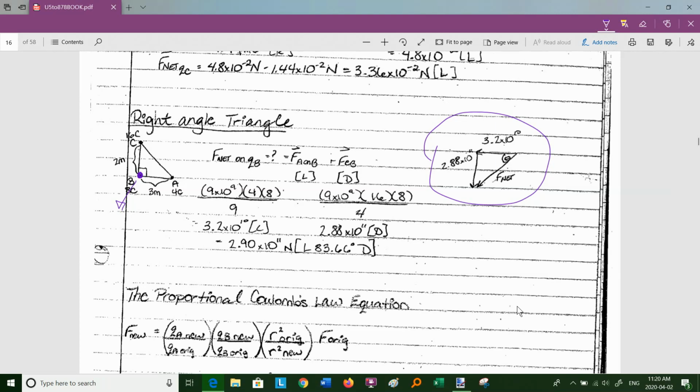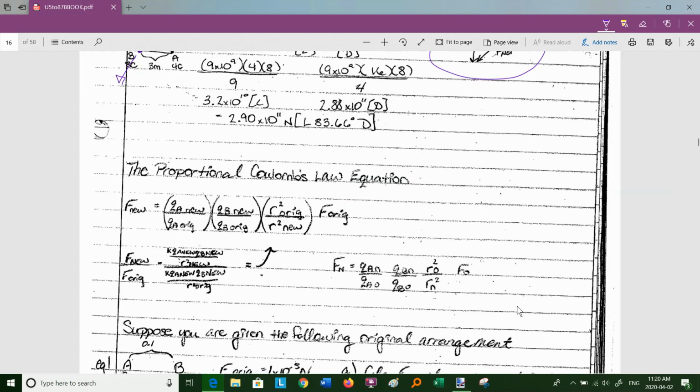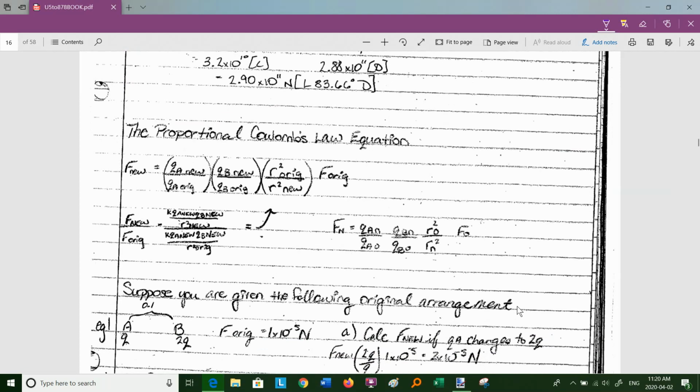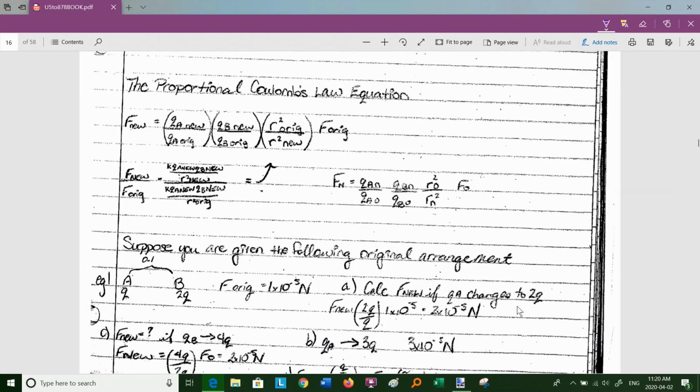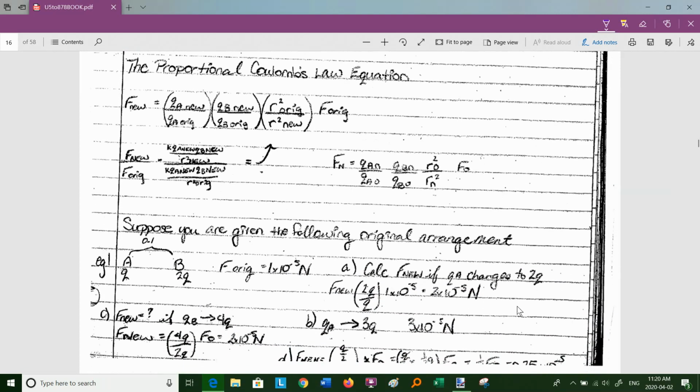And the last topic we look at for Coulomb's law is what's called the proportional Coulomb's law equation.